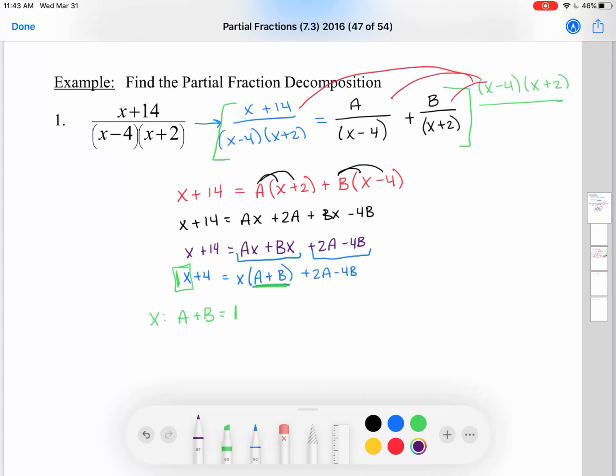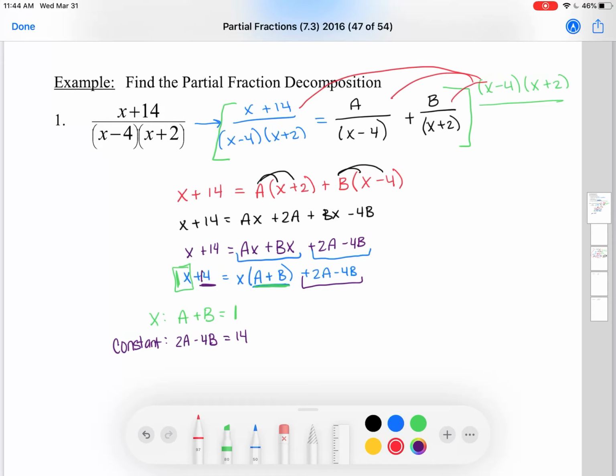Then I get to do the same thing with my constant. Again, I'm just going to label that this is my constant equation. And my constant says that a positive 2a minus 4b has to equal my constant on the other side, which was just, I lost my 14 there, which is just 14. And now, based off of your homework from the previous night, we have two equations, two systems with the same variables, a's and b's, that are equal to other things. So now we can do the process of elimination.